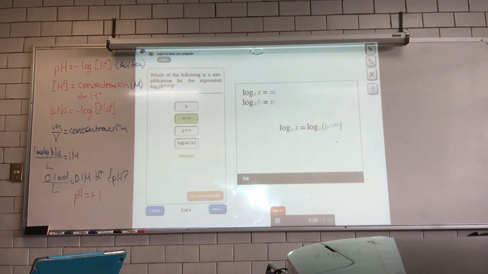Here, we have the log of b to some power, m over n. We know from one of the identities that we can pull that out, and we'll end up with m over n times the log base b of b. But what's the log of b base b? Well, that's equal to 1. So this goes away, and we end up with just m over n.